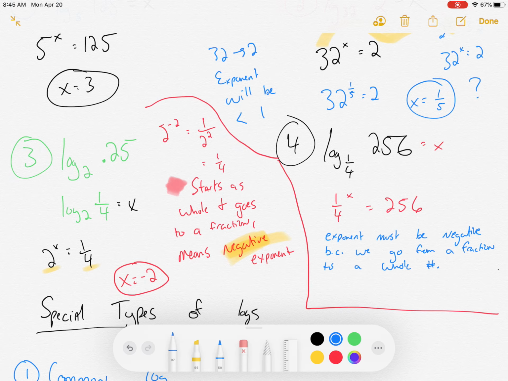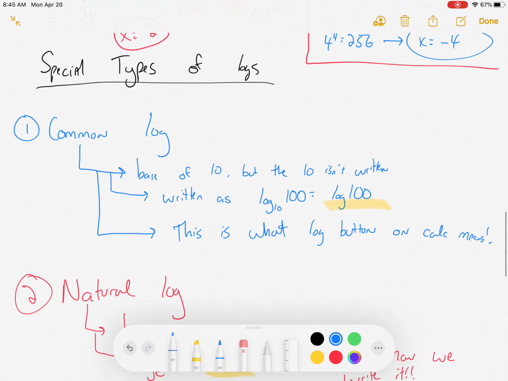Now ignore the fraction. Now just think, okay, 4 to what power gives me 256? You should say 4 to the 4th equals 256. What does that tell us? That tells us that x is going to equal negative 4, because again, it's going to be negative. x is negative 4.